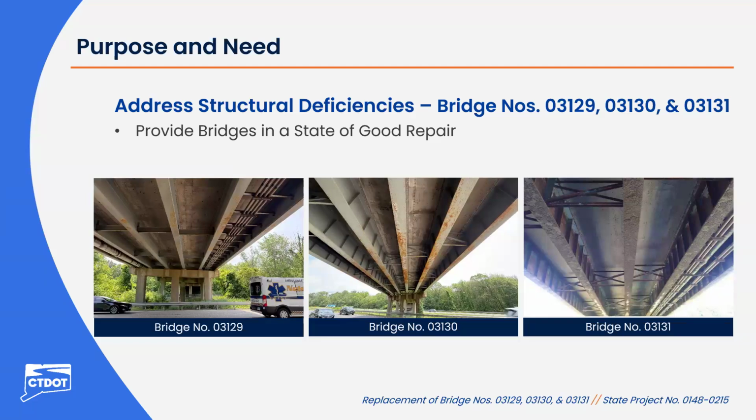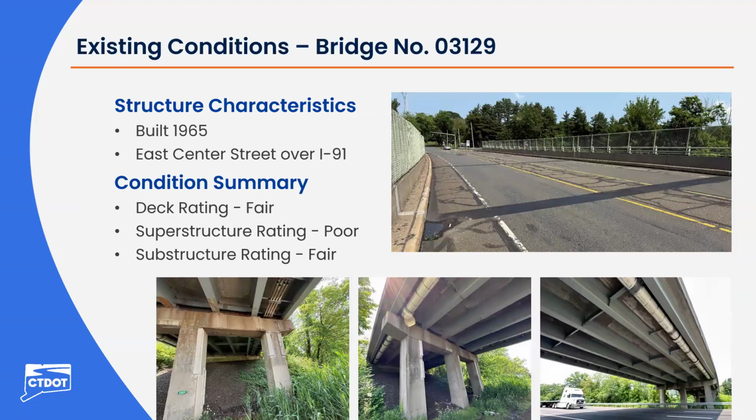The purpose and need of the project is to address existing structural deficiencies with these 3 bridges and provide transportation infrastructure that is in a state of good repair for the ongoing maintenance of the transportation infrastructure across the state. Some of the existing conditions on the various bridges that led us to the need to replace them is on Bridge 3129, which was built in 1965. There are condition ratings between poor and fair condition on the various structural elements of the bridge.